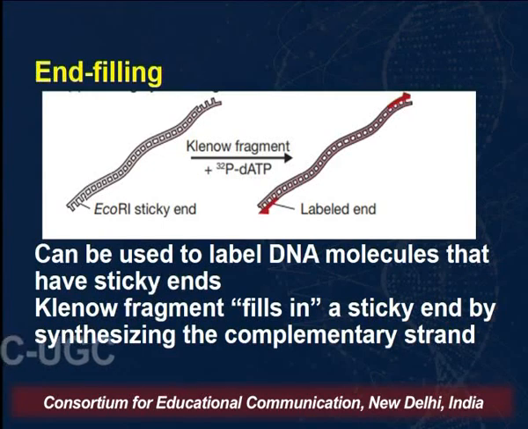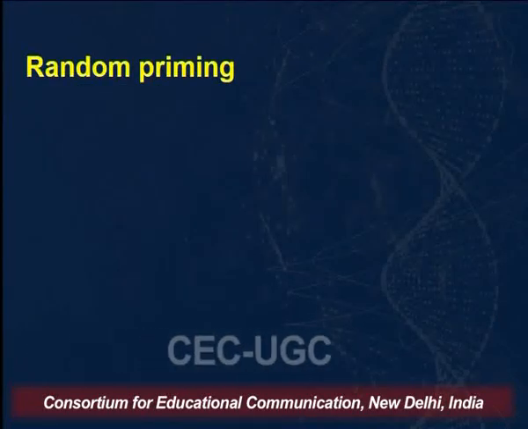It can be used to label the DNA molecules that have sticky ends. Klenow fragment fills in a sticky end by synthesizing the complementary strand. So here the words are synthesizing the complementary strand, and not the strand replacement technique. DNA polymerase I can do strand replacement because it can synthesize as well as cause the nuclease activity to remove the nucleotides. The third method, which is very commonly used, is termed random priming. In random priming, you have a double-stranded DNA probe, you melt that and get a single-stranded DNA probe, and then you add the hexameric oligonucleotides.